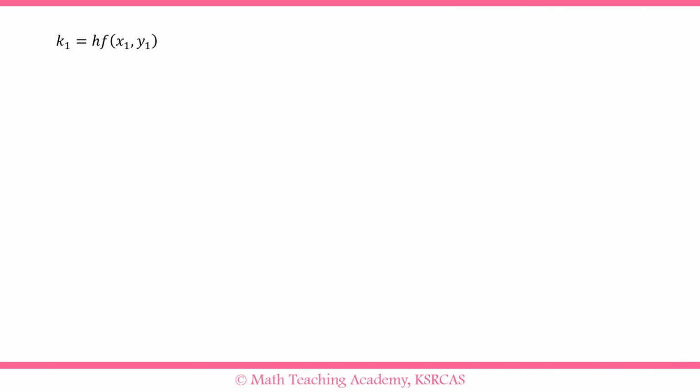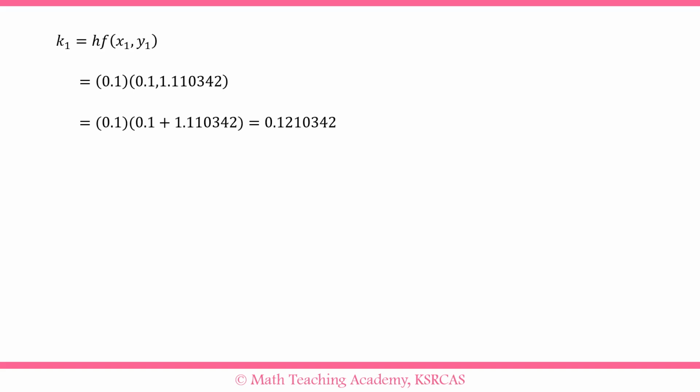Again applying the same procedure, K1 equal to h into f of x1 comma y1. For the second point, x0 and y0 replaced by x1 comma y1. Substitute h value, x1 and y1 value. See the answer 0.1210342.